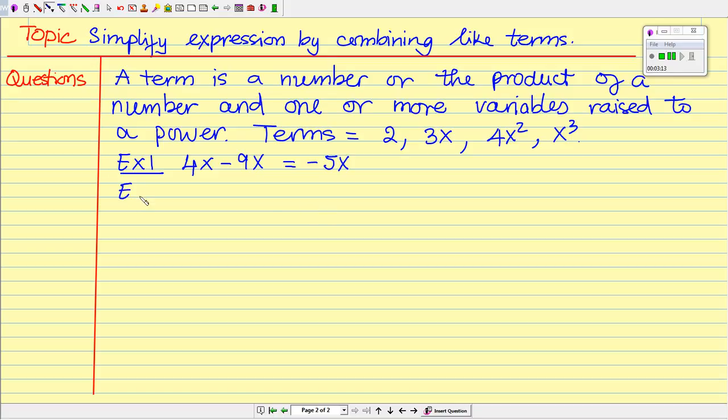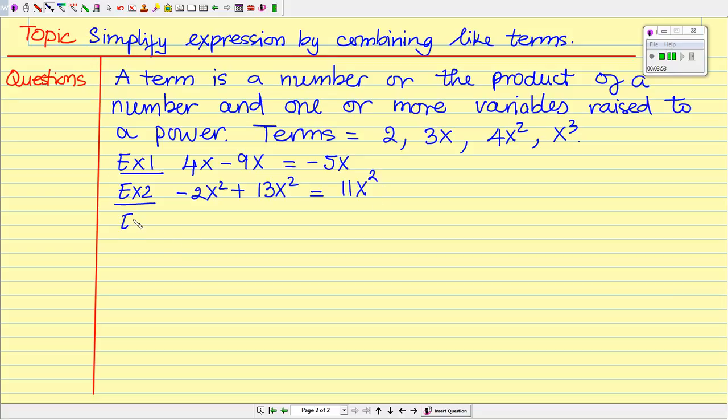Let's move on to example 2. Negative 2x squared plus 13x squared. Again, these two terms are like terms, they have the same variable, which is x, and the same power or exponent, which is 2. So you're going to only find the sum of the coefficients. Negative 2 plus 13 will give you 11, and just copy the variable and its exponent.